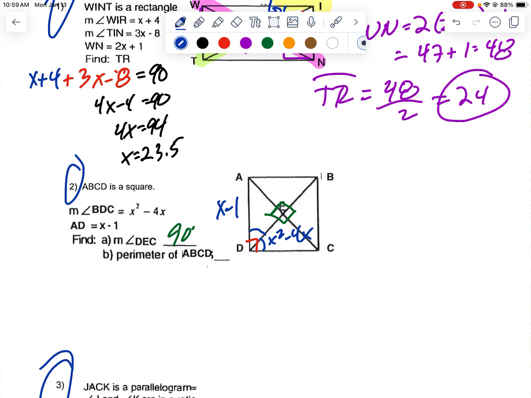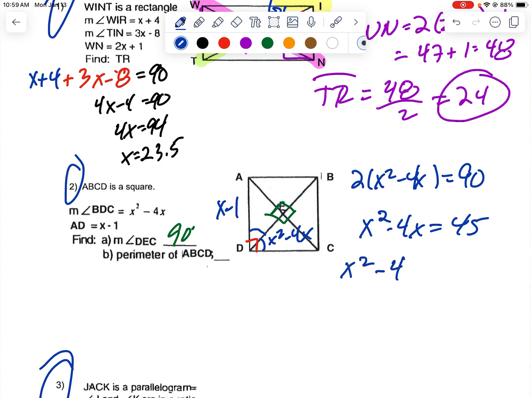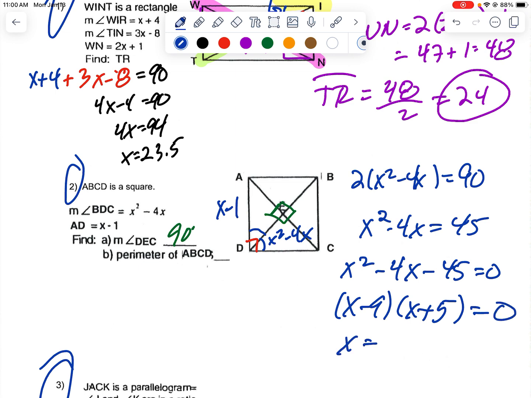So I can set this up 2 different ways. I could say, well, if it's 2 equal parts, then 2 times this whole thing is equal to 90 degrees. Or I could say x squared minus 4x equals 45, and then do some factoring. Bring that 45 to the other side: x squared minus 4x minus 45. Two numbers that multiply to negative 45 and add to negative 4: x minus 9 and x plus 5. So I get negative 5 and positive 9.